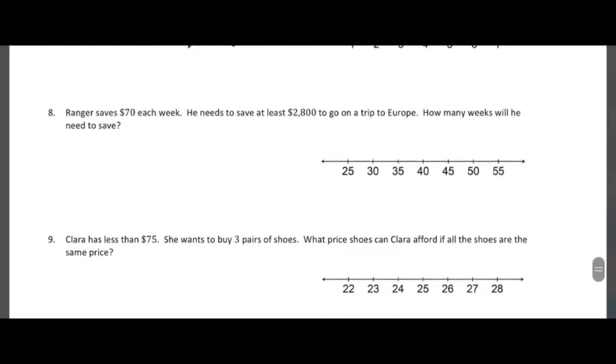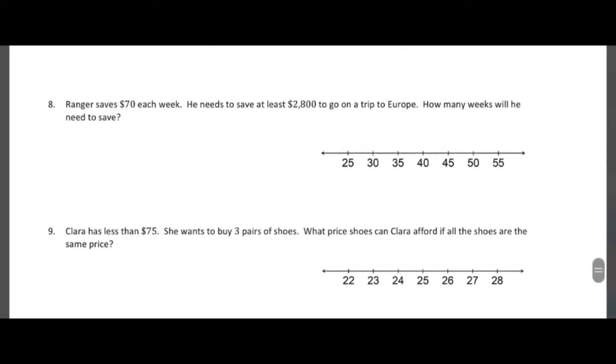All right, let's look at Ranger. So Ranger saves $70 each week. He needs to save at least $2,800 to go on that favorite trip he wants to go to Europe. How many weeks will he need to save? So I need to figure out how many weeks that is. So I take the $2,800 divided by my $70 per week.